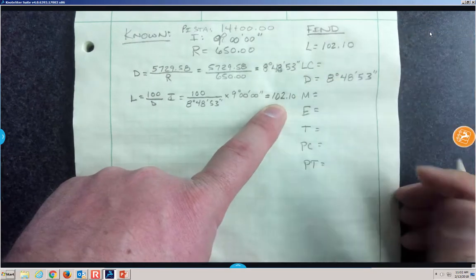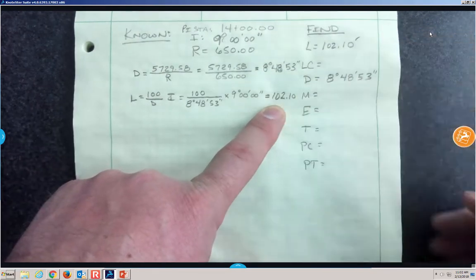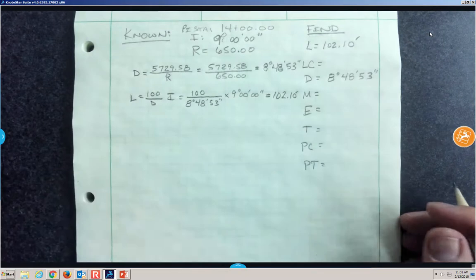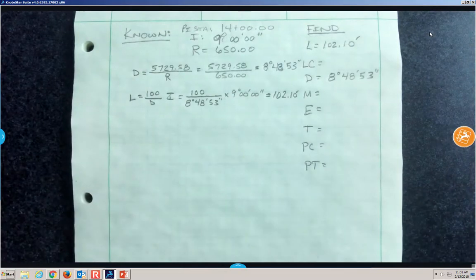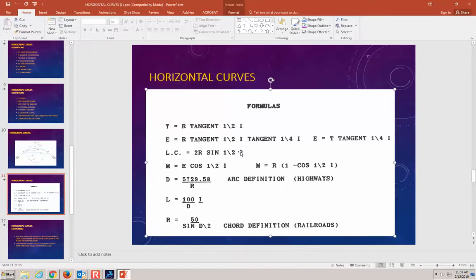102.10. Okay. All right, let's look back at our formulas again and see what else we can solve. We can figure out LC, or we could figure out the tangent. We have R and I. Let's do the tangent.